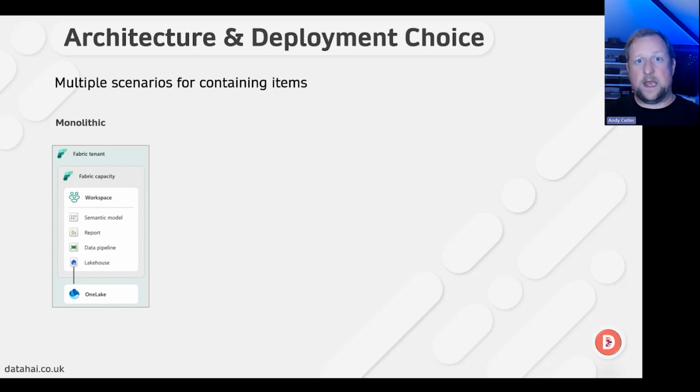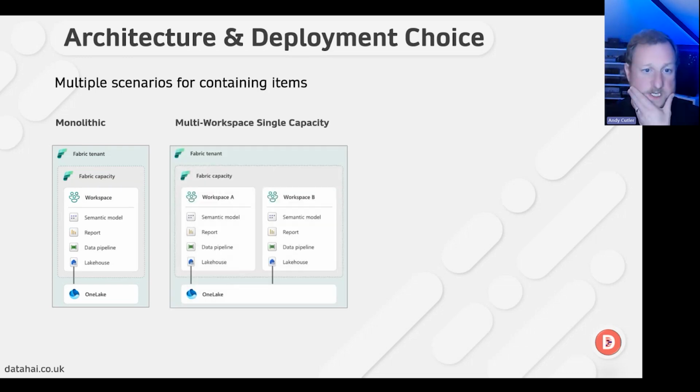Now, I'm not going to talk about different environments in this session, development, UAT, production, but suffice to say that this is the simplest method in terms of housing your items in a workspace. But there are some security aspects to that that may not fit with your particular scenario. So we move into a second scenario, which is now we're splitting out into multiple workspaces.